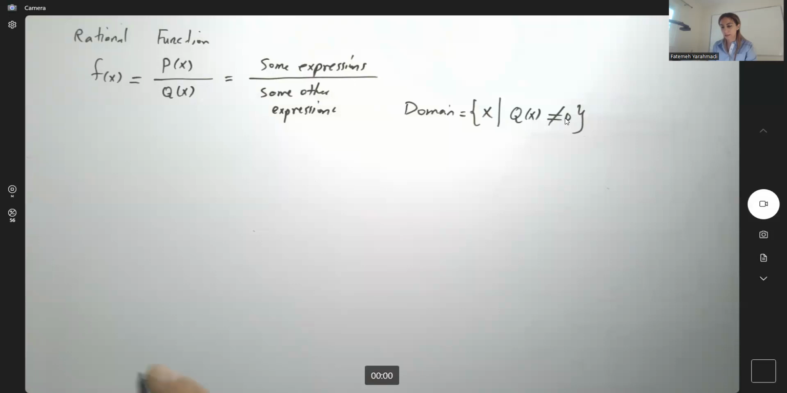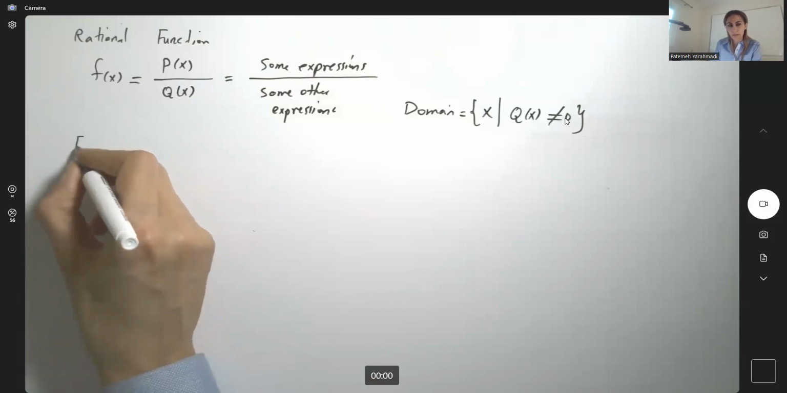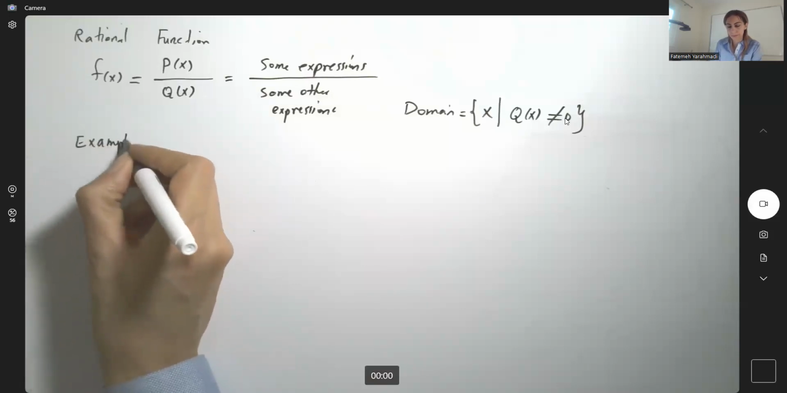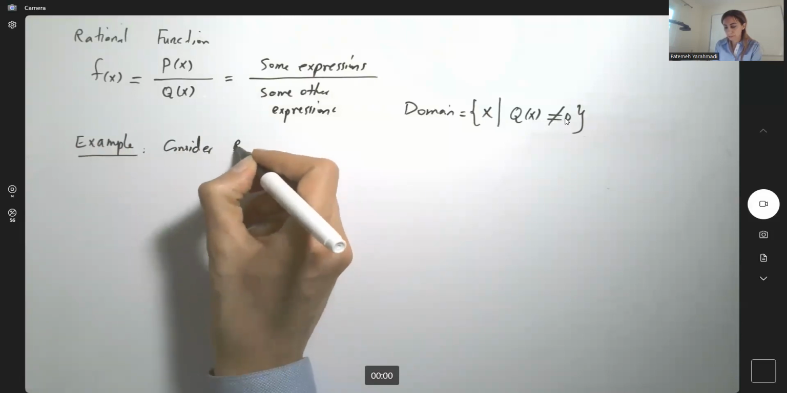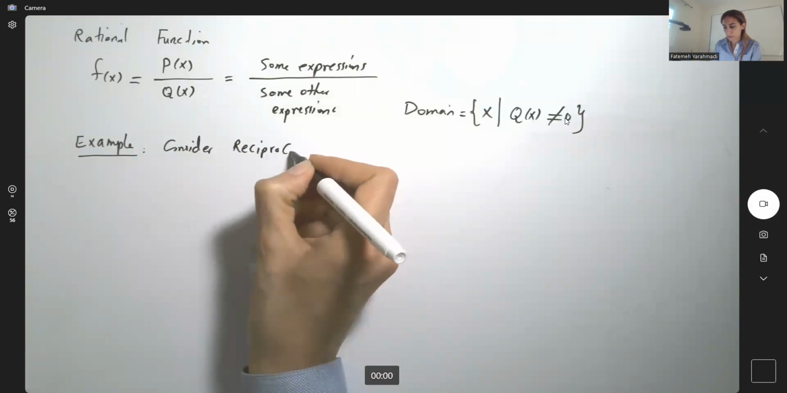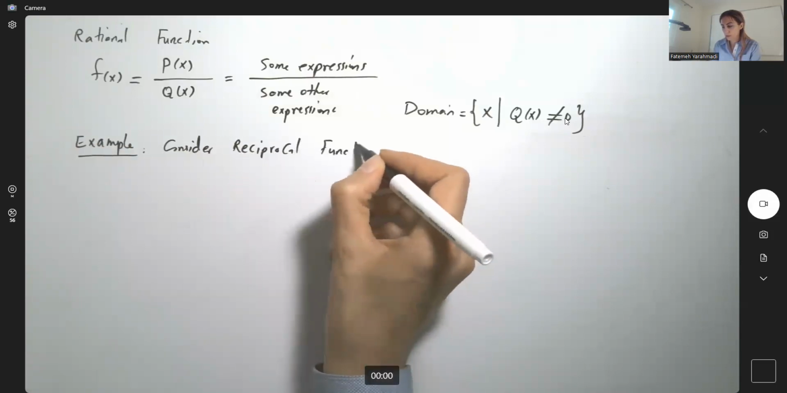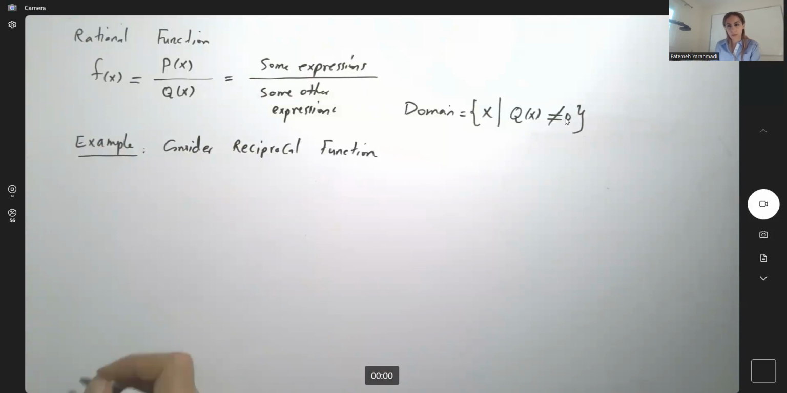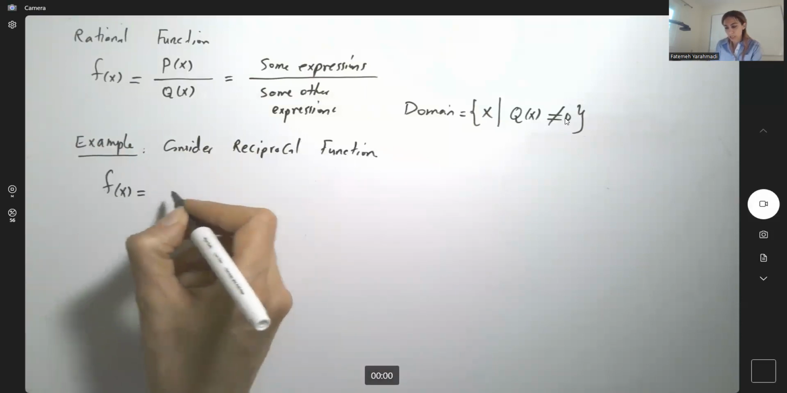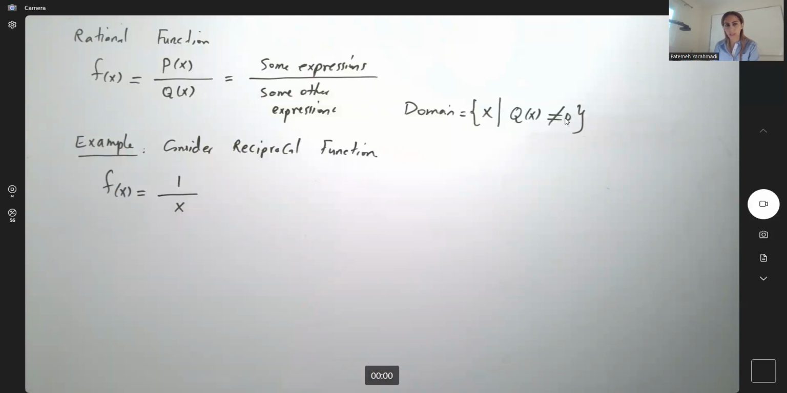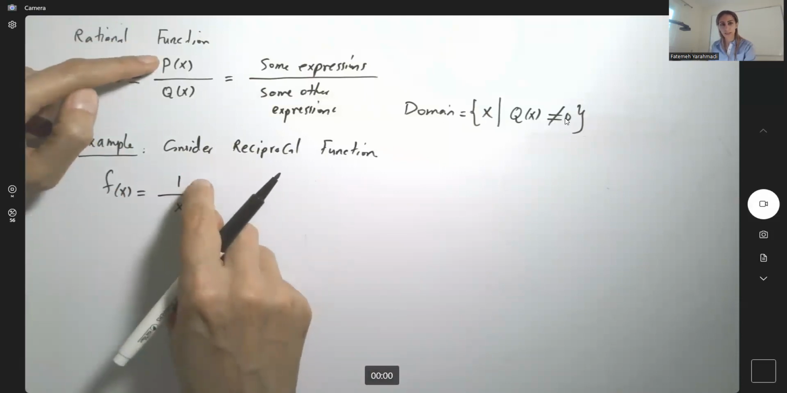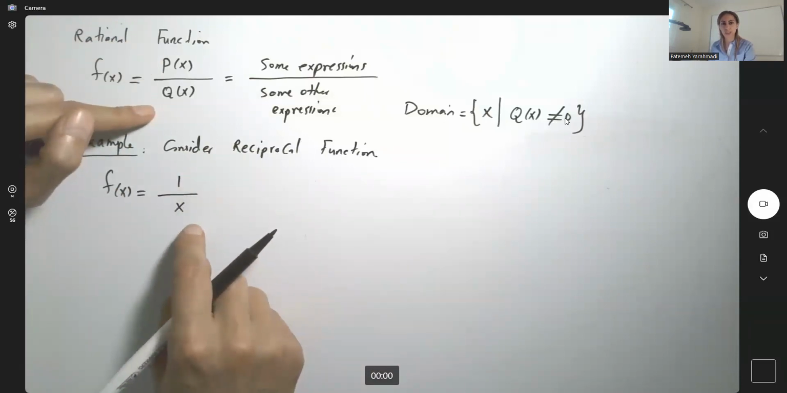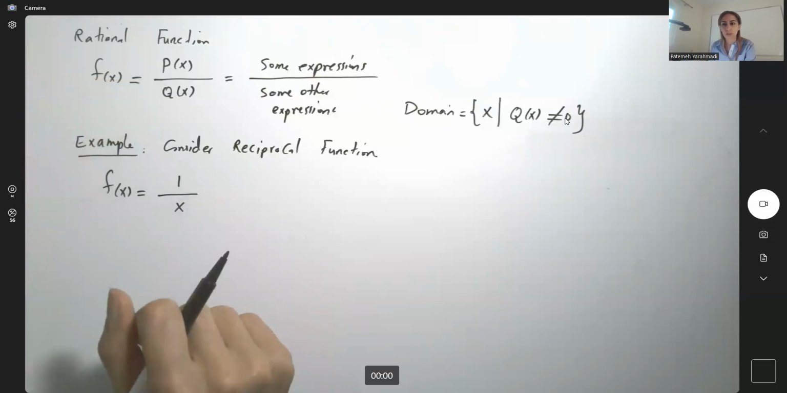Now take a look at this example. Suppose I give you a reciprocal function. So the reciprocal function is 1 divided by x. Does it fit the definition of a rational function? Yes, of course. p(x) is a constant. q(x) is just a linear expression. So what is the domain?